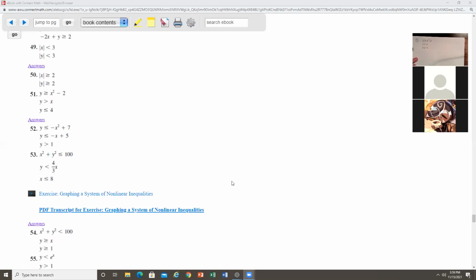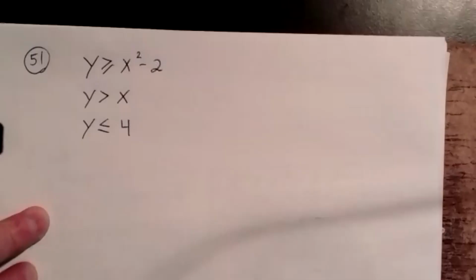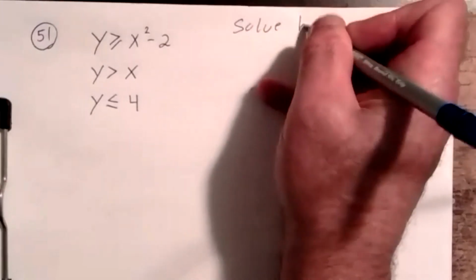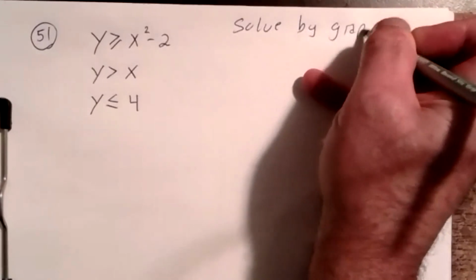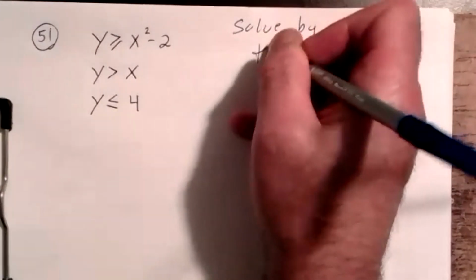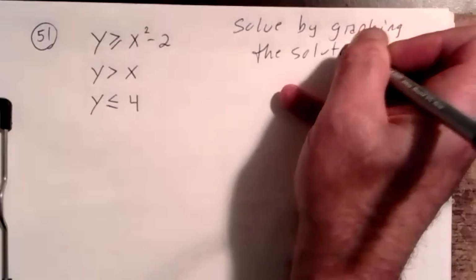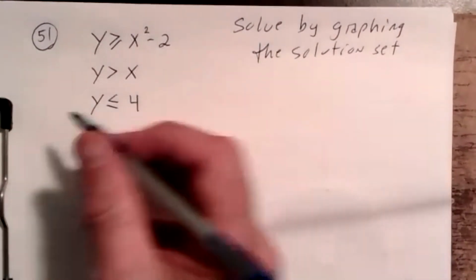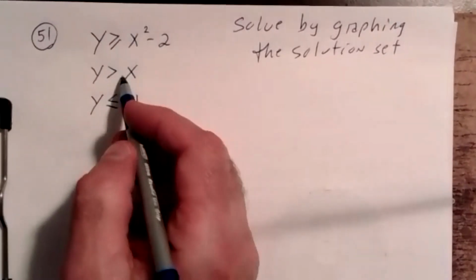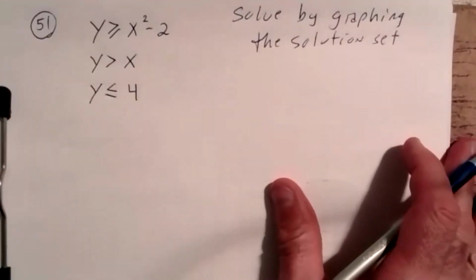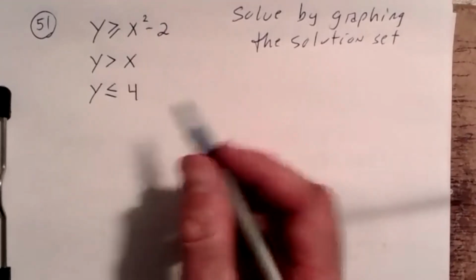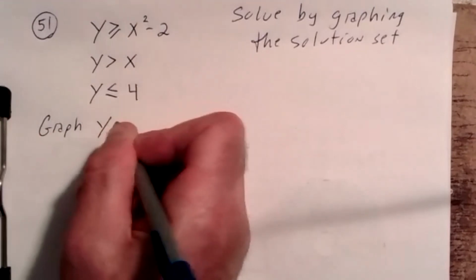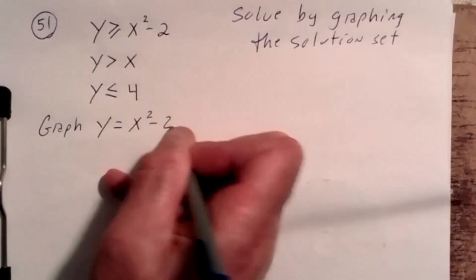So we're going to try to solve this much larger system now by graphing the solution set. So solve by graphing the solution set. Okay. Well, to do that, we have to graph not one, not two, but three equations, ladies and gentlemen. We have to graph the solution sets of three inequalities. So first, let's take care of the first one. Let's graph y equals x squared minus 2.